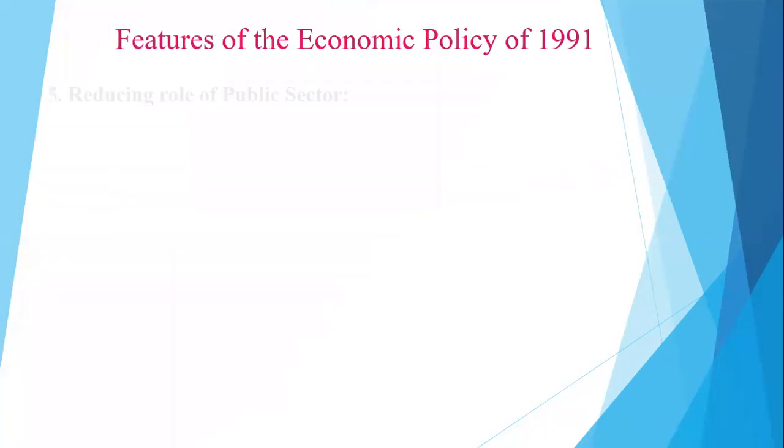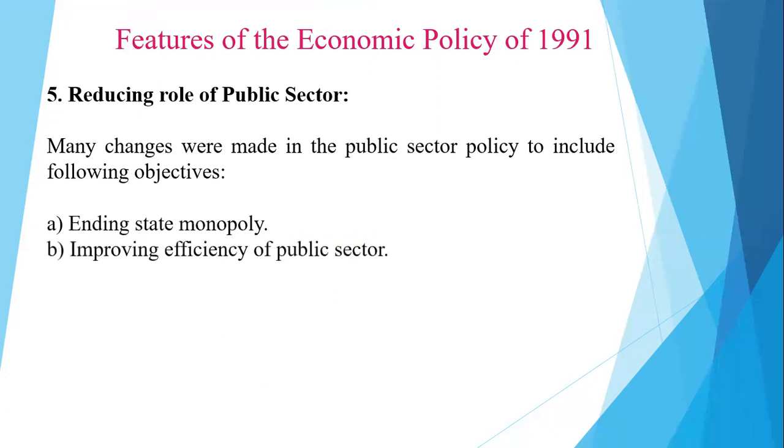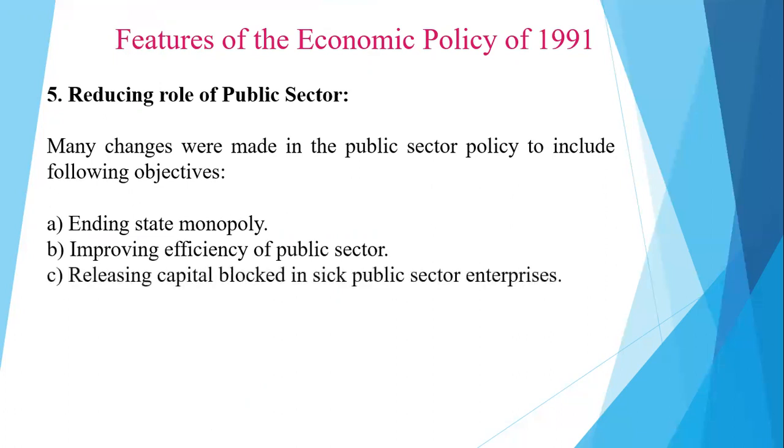Now, next feature, feature number 5, reducing the role of the public sector. Many changes were made in the public sector policy to achieve the following objectives. Number 1, ending state monopoly. Number 2, improving efficiency of the public sector. And number 3, releasing capital blocked in public sector enterprises.